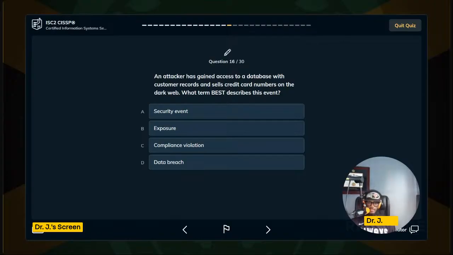All right, an attacker has gained access to a database with customer records and sells credit card numbers on the dark web. What term best describes this event? Gain access to a database. I feel like it's exposure, but then you have data breach. So an attacker gains access to it with customer records and sells the credit card numbers.